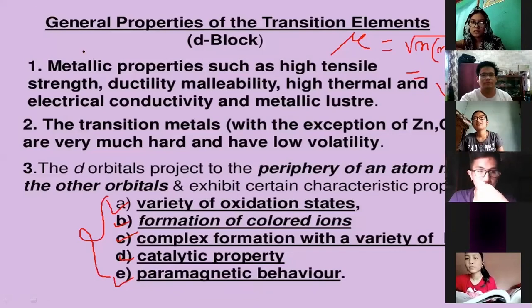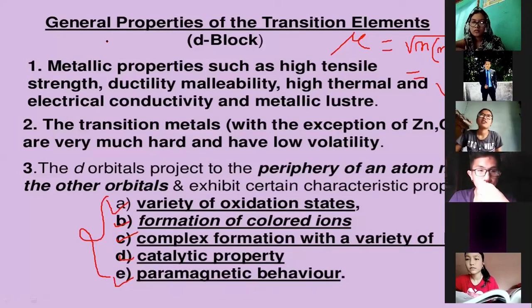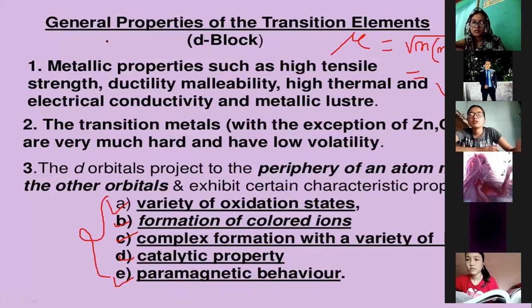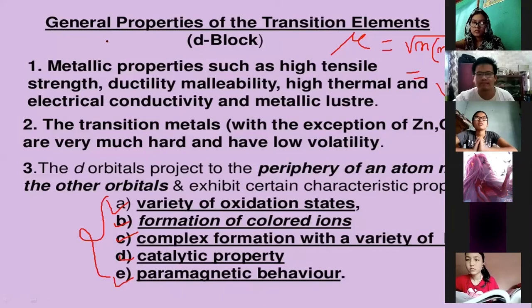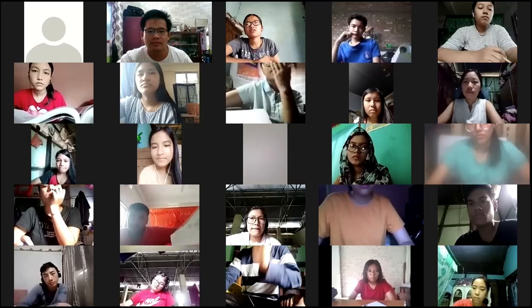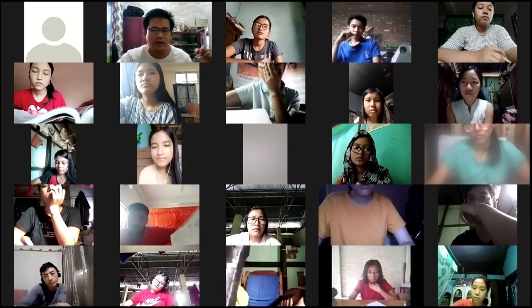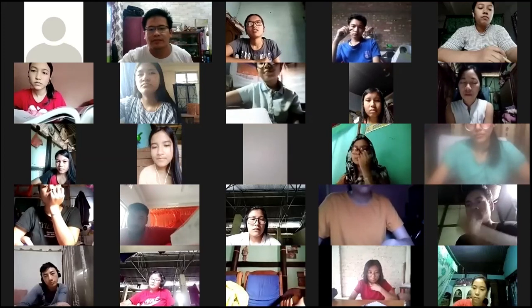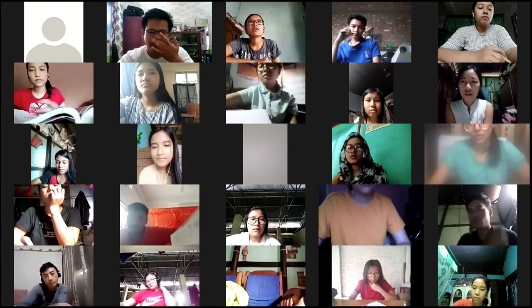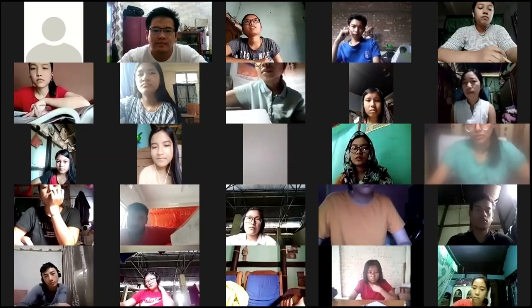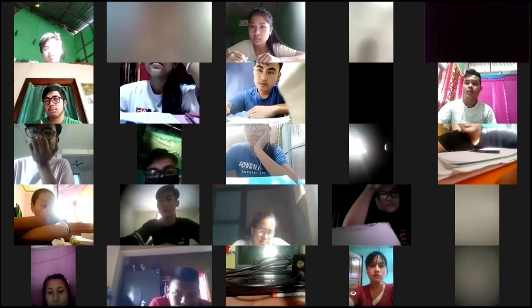Sir, the d block elements. The d block elements are from group number 3 to group number 12. Their general electronic configuration is ns1 to 2 (n-1) d 1 to 10. Tell me the elements of the first series. Scandium, titanium, vanadium, chromium, manganese, iron, cobalt, nickel, copper, zinc. Very good.